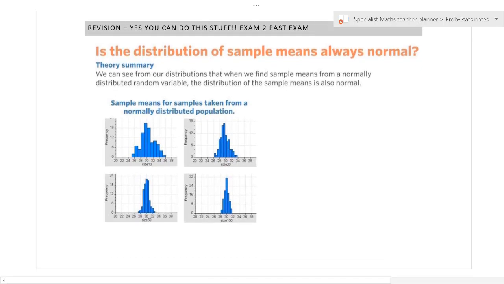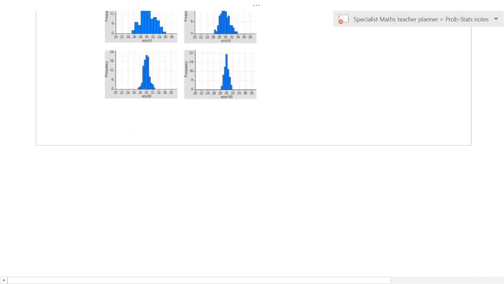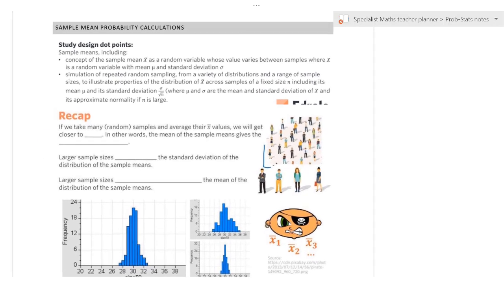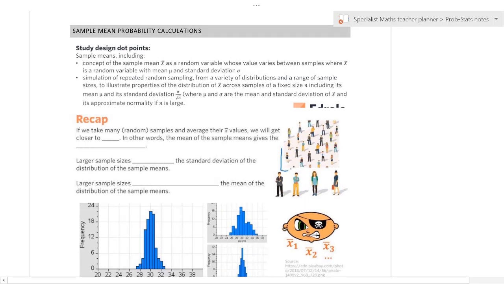So, is the distribution of a sample always normal? Well, we can see from these distributions that not all of these things are normal. Sample means for samples taken from a normally distributed population. Okay, so we're sort of getting into this whole taking a sample and then analysing this data, and we're going to get to this in a moment.